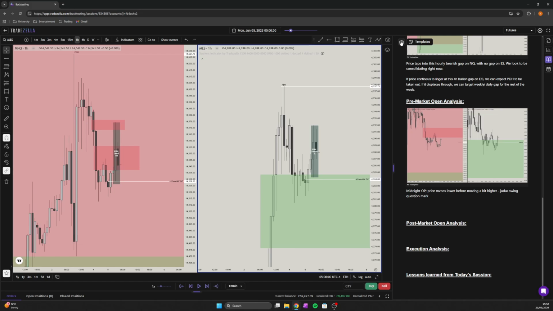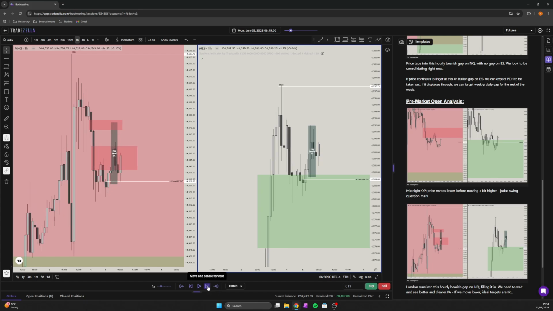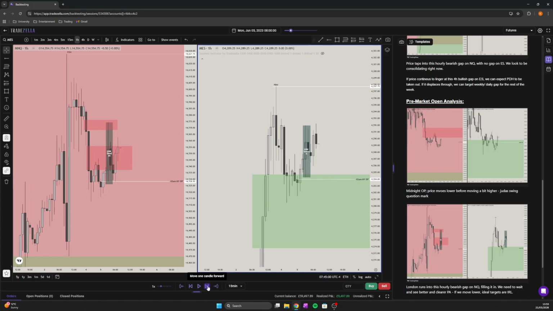All right, so let's talk about London session. London runs into this hourly bearish gap on NQ. We need to wait and see better and clearer. If we move lower, ideal targets are up. So let's continue to see what price does. Are we moving lower or are we moving higher?